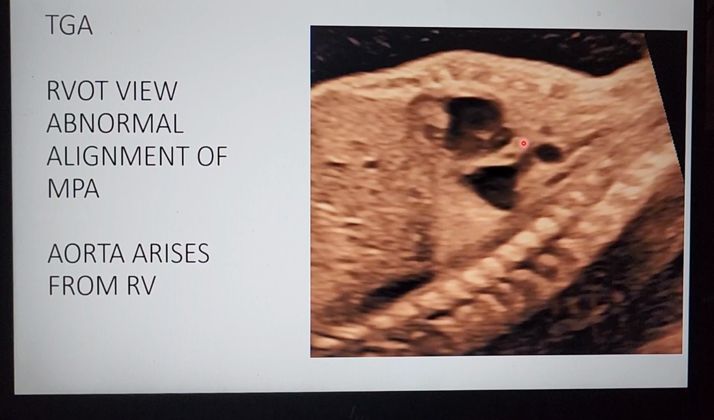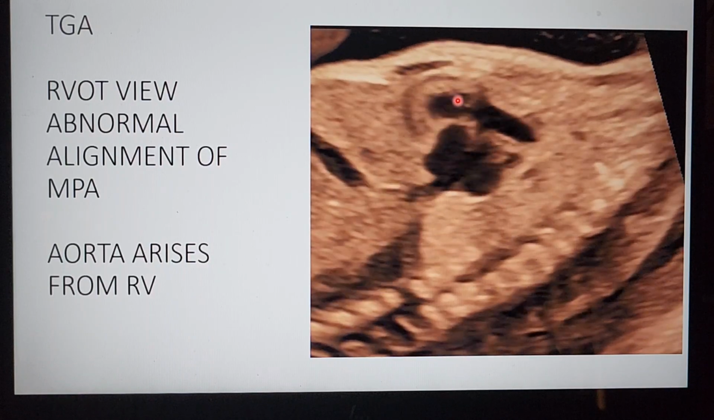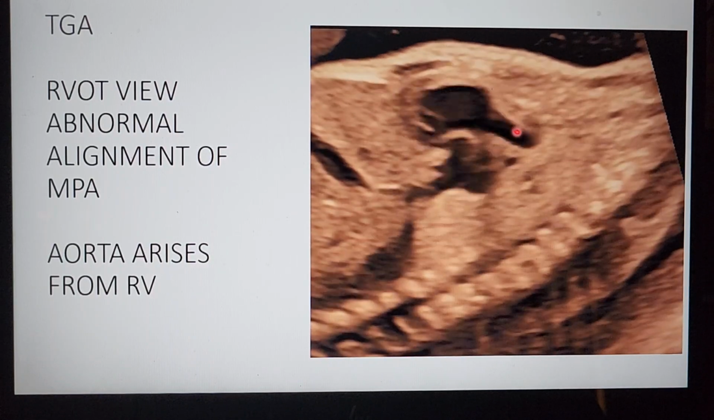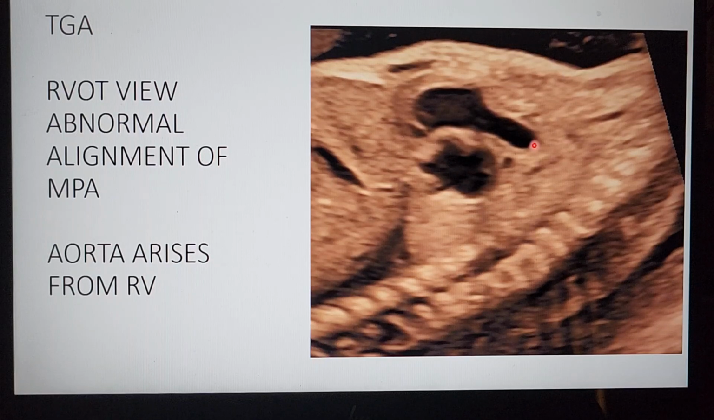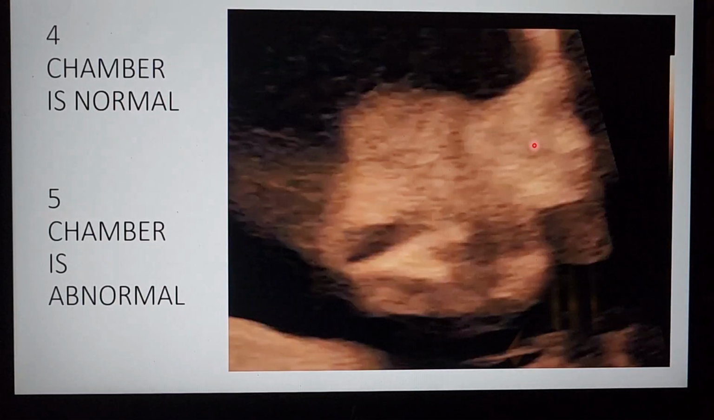So now when we take the RVOT view, there is a step down and the vessel continues, and you can see there is no immediate branching. So that we know that the RV is giving rise to a vessel which is atypical of pulmonary artery, which doesn't branch and is an aorta.